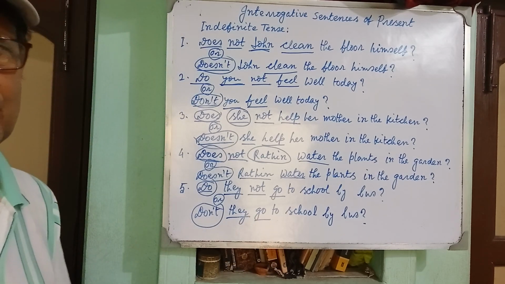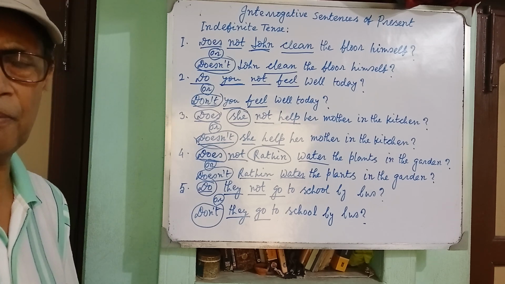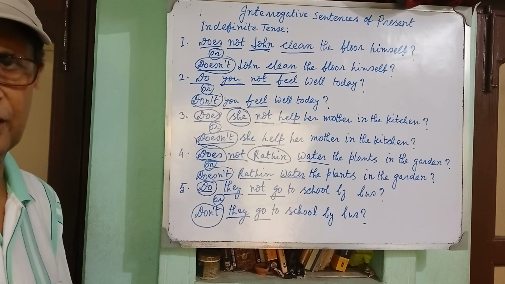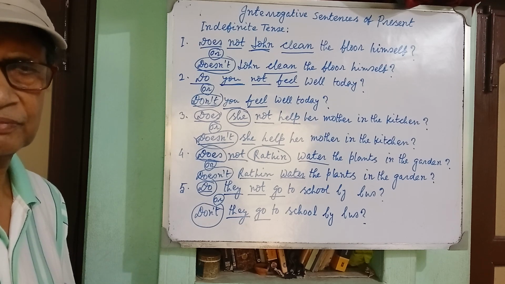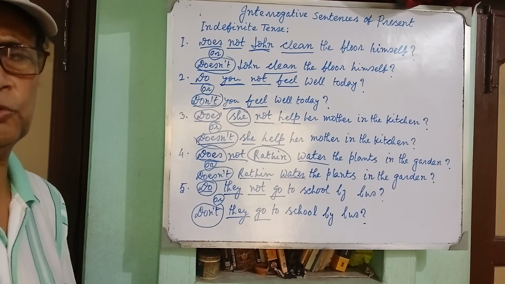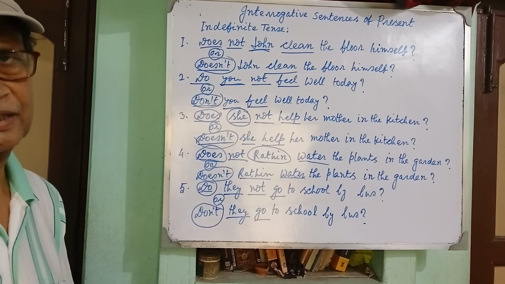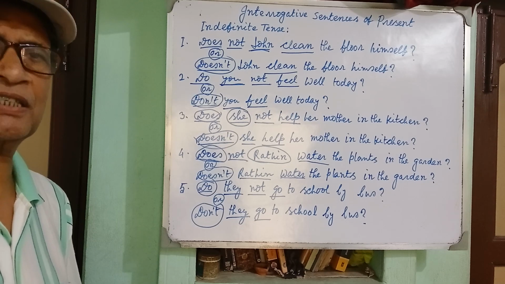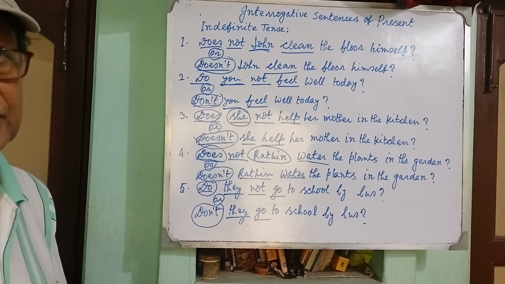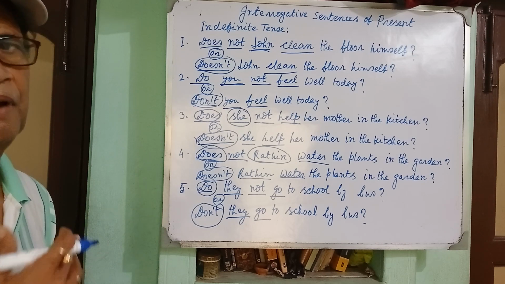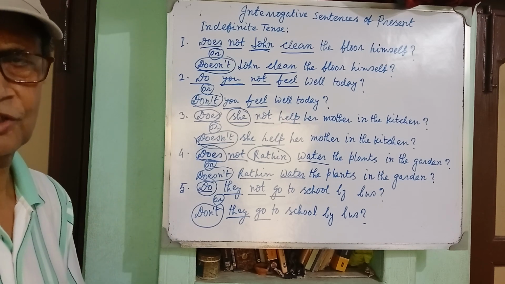So I end my lesson today, and I think that you have understood the grammatical rule that if the subject is a noun, you will have to use auxiliary verb plus negative form plus subject plus principal verb. And if the subject is a pronoun, auxiliary verb plus subject plus negative form plus principal verb. But there is no problem if you use the short form.